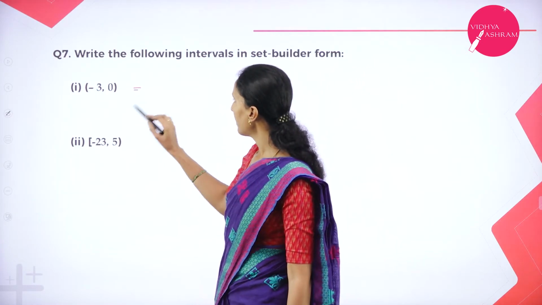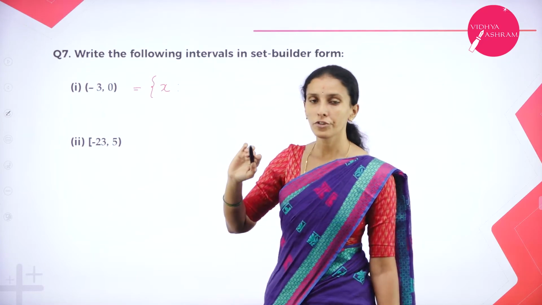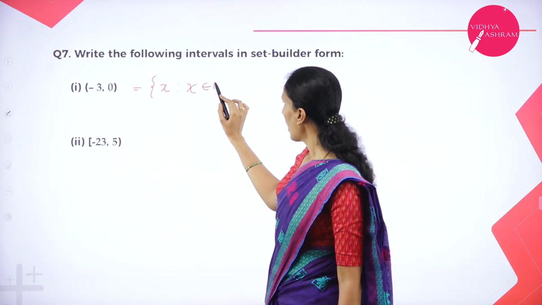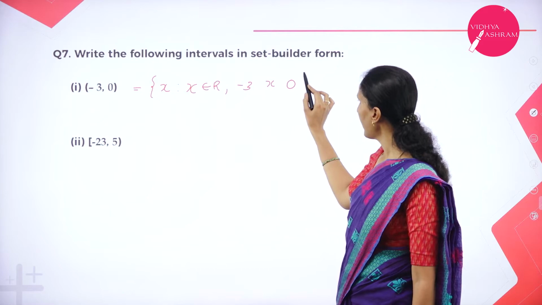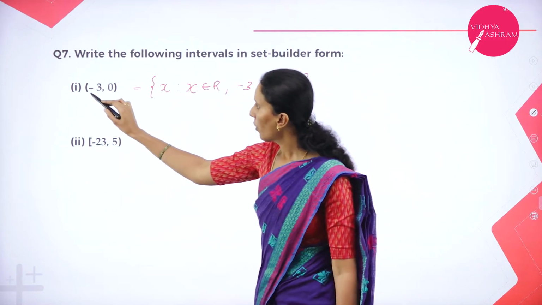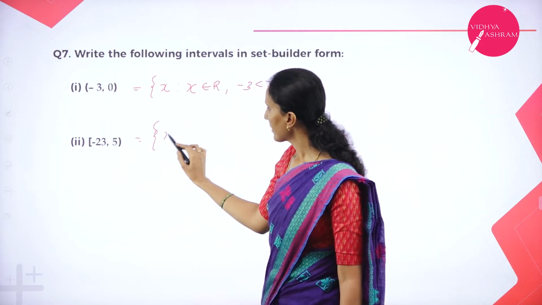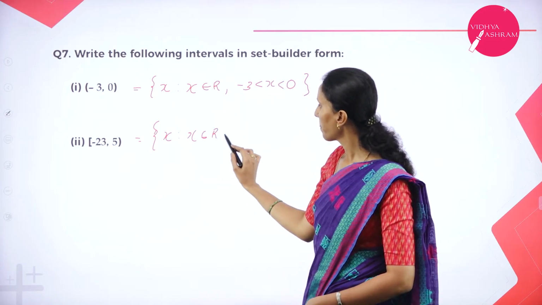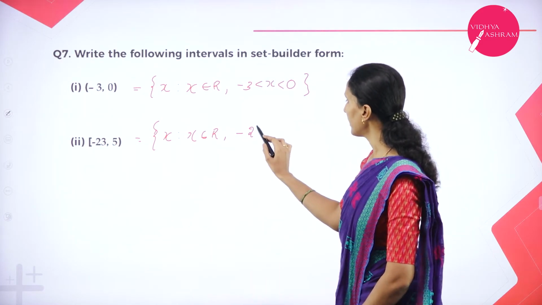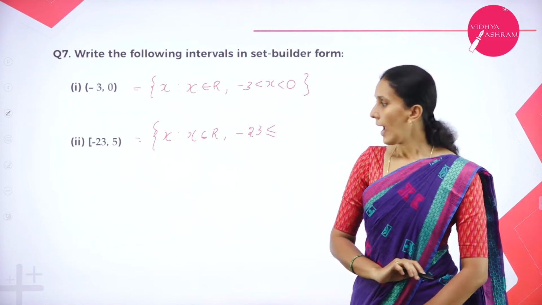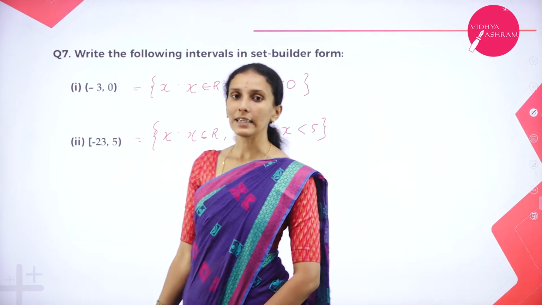When you are writing it in set builder form, open bracket x such that. Intervals are for real numbers, therefore x belongs to R. What about the condition here? We have minus 3 and 0, and in between I should write x. What is this symbol? Both are open, so strictly less than. Next we have again minus 23. So x such that x belongs to R, and minus 23 is a closed interval. Therefore minus 23 less than or equal to x, and x less than 5. So this is how we will write a given interval.